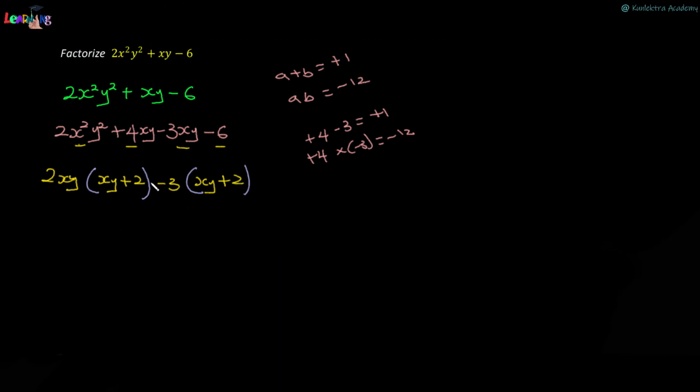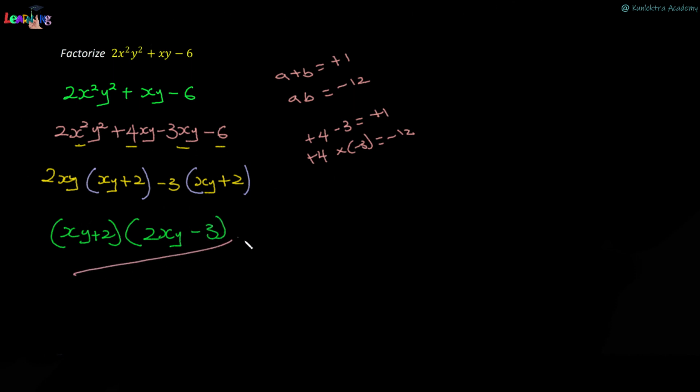When you're factorizing quadratic trinomials, look at these two: the bracket values are the same. Take note, once you find that the bracket values are different, know that you're leading yourself to the wrong answer. The bracket values must be the same. Now, you bring out the common factors, which is xy plus 2, then you have xy plus 2, then 2xy minus 3.